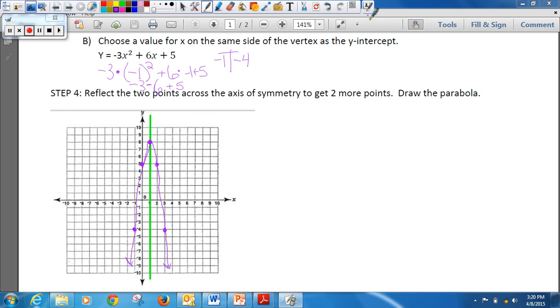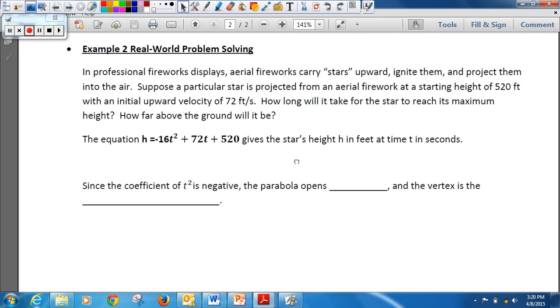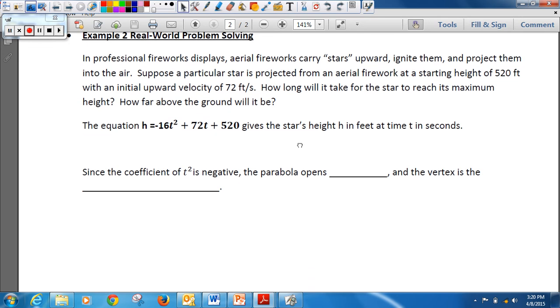Okay, go ahead and turn your page. So the steps are exactly the same as what we had before, but if there's a b, that means your axis of symmetry will not be x equals 0.